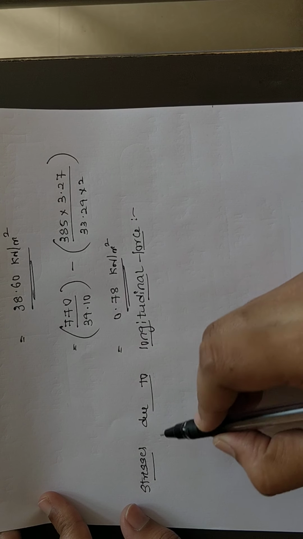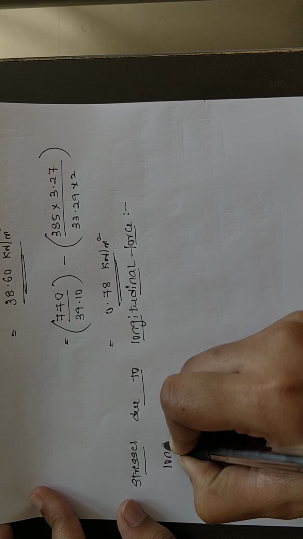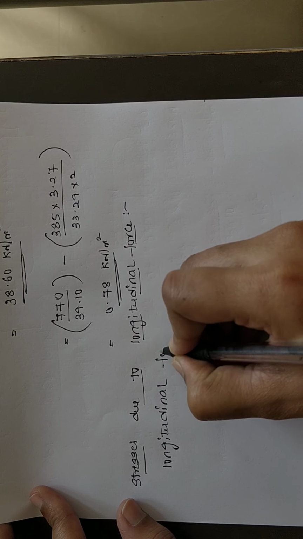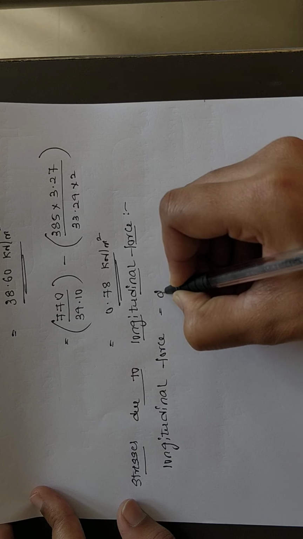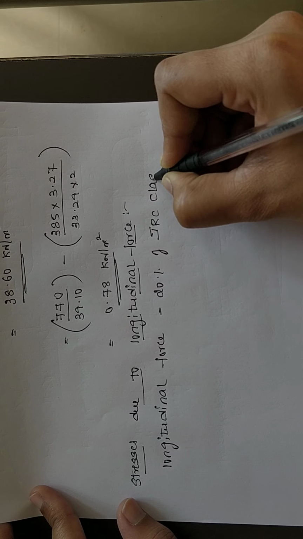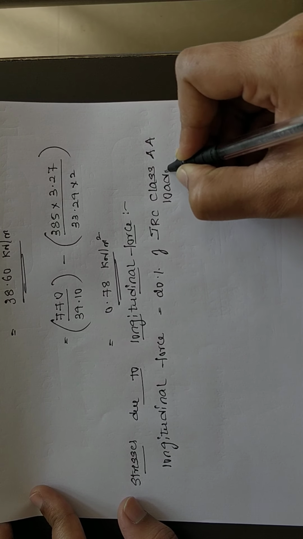Next, calculate the stresses due to longitudinal force. Longitudinal force may be taken as 20% of IRC Class AA loading. 20 divided by 100, IRC Class AA loading it is 700. Then the longitudinal force you will get as 140 kilonewton.